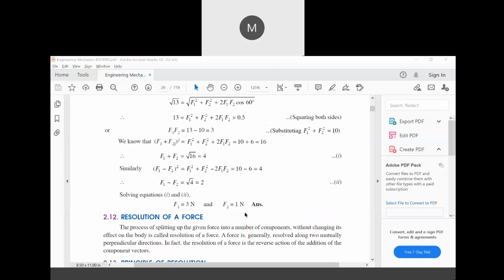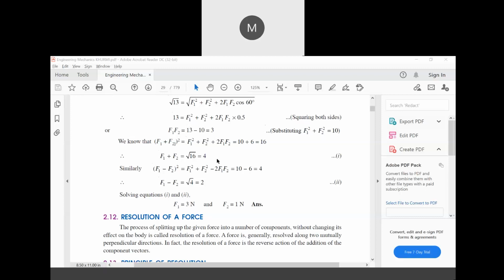Is it clear for everyone? Yes, sir. What about others? Yes, sir. Okay, good. So this is just simple. Just think it analytically, you will be able to solve.